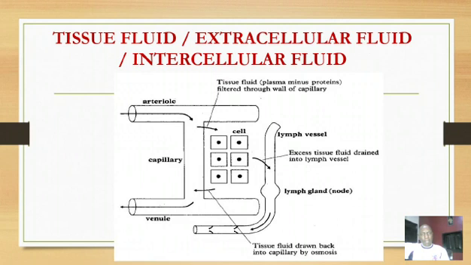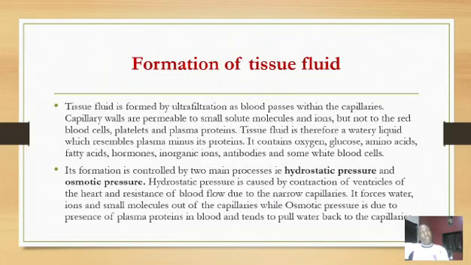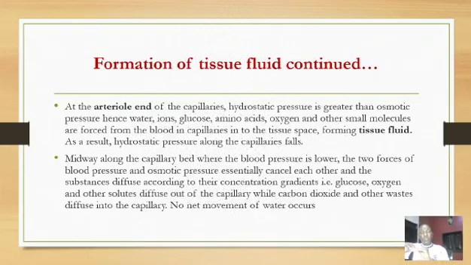When we look at that image, at the arterial end of the capillary, the hydrostatic pressure is higher than the osmotic pressure. That high hydrostatic pressure forces small molecules, like we've mentioned, out of blood, across capillary walls, to the tissues. Therefore, those molecules enter the tissues, surround the cells, forming what we are calling tissue fluid.